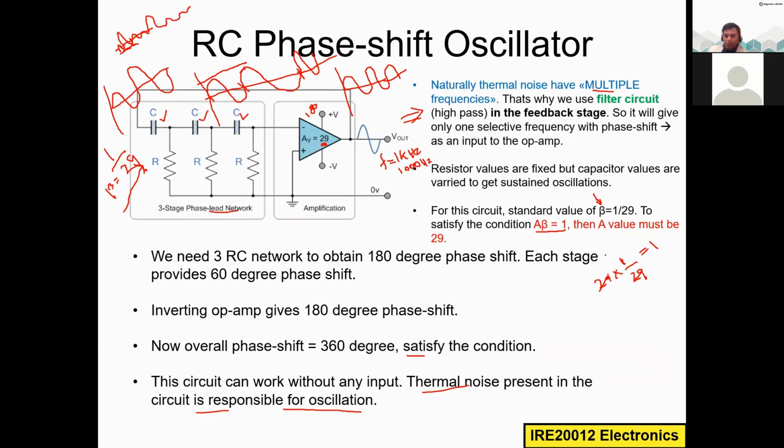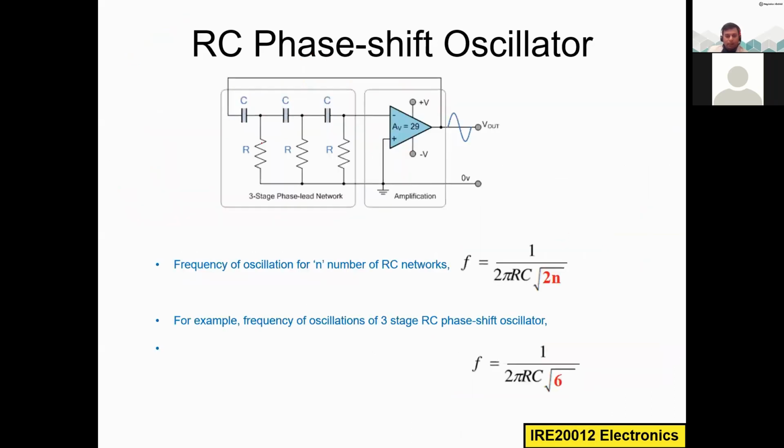Okay, so now you know this. And what else? What is the formula for frequency of oscillation? Frequency of oscillation really depends upon the value of resistors and capacitors. We simply call this a time constant. Maybe I used this term already in the filter design. So here, frequency of oscillation is equal to 1 divided by 2 pi RC.